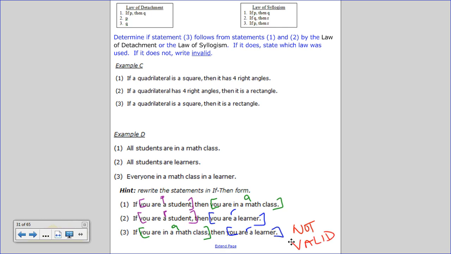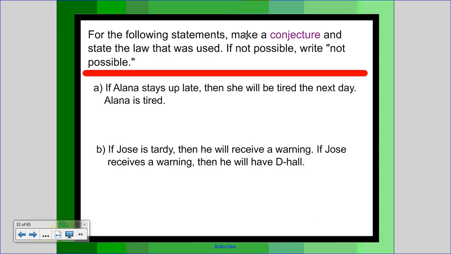It got kind of tricky because it did look like it was law of syllogism, but law of syllogism has a specific pattern to follow. If it doesn't follow that specific pattern in that specific order, then it's not valid, or you cannot write a conclusion if you were asked to write one. For these statements, they give the first two. We have to write the third one if it is possible. If it's not possible, we're simply going to write just not possible.